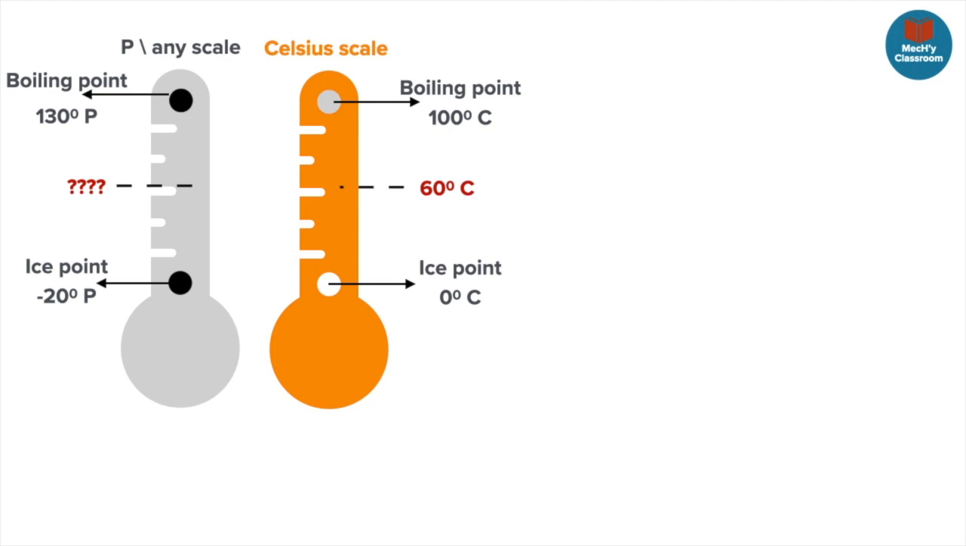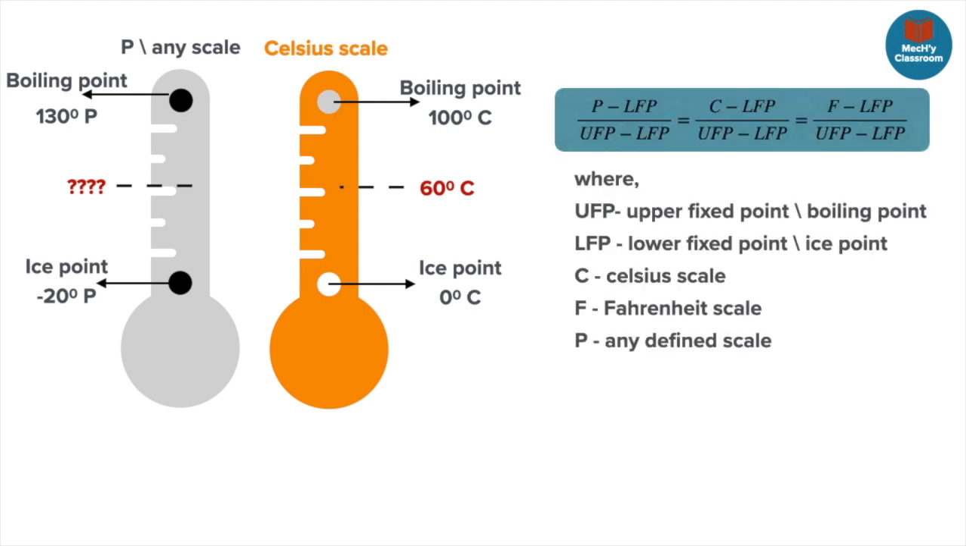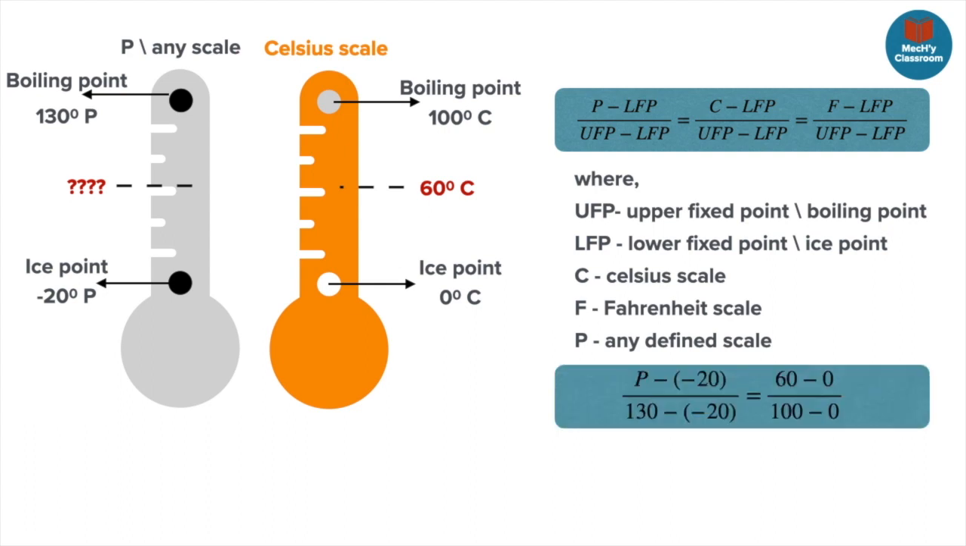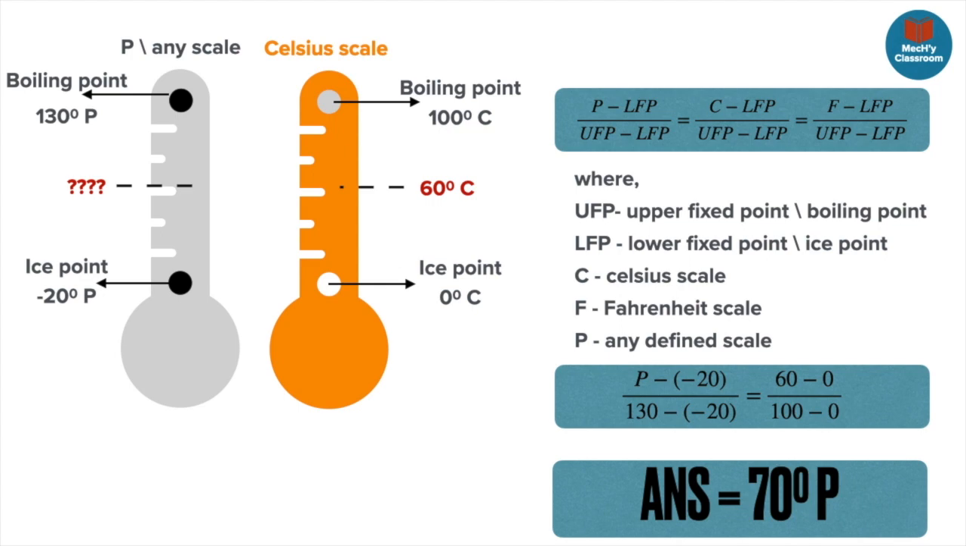Consider P or any scale. It is given that the boiling point on the P scale is 130 degree P and the ice point is minus 20 degree P. And on the Celsius scale we know that the boiling point is 100 degrees Celsius and the ice point is 0 degrees Celsius. The question asked is what is the temperature on the P scale corresponding to 60 degrees Celsius? We know this formula. When you substitute the corresponding values in the given formula, we get the answer as 70 degree P.